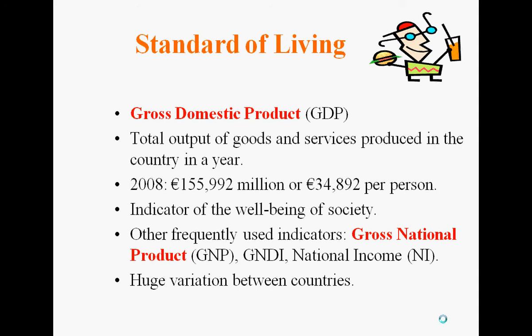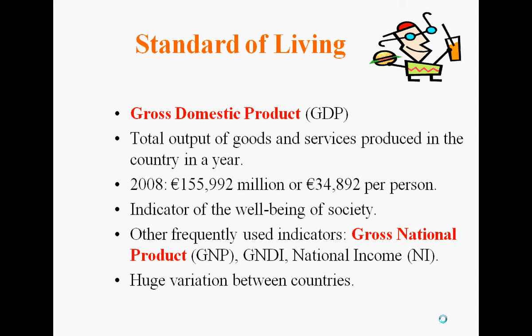We can use GDP, and particularly GDP changes, to track what's happening in the economy. And when we look at, as we will shortly, GDP growth rates, we see how this reflects the overall performance of the country. Other frequently used measures of living standards, and particularly the one in red, are gross national product, GNDI, which is gross national disposable income, and then just national income. We were primarily concerned with gross national product.